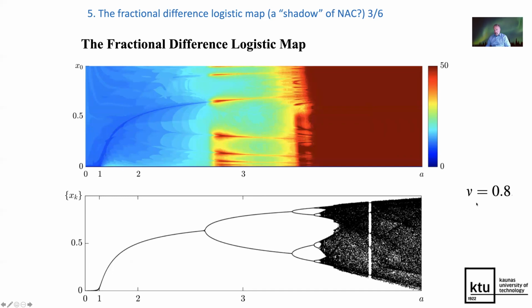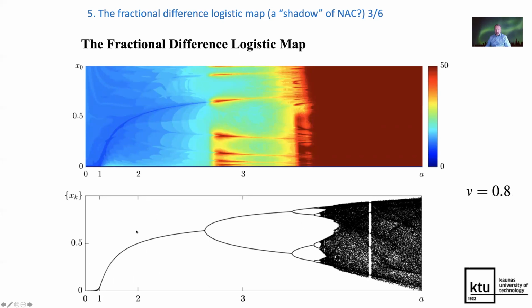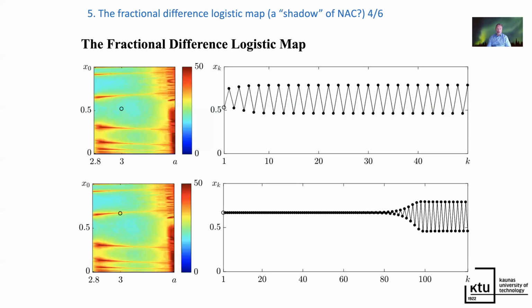Well, we select the parameter nu equal to 0.8. So this is the bifurcation diagram of the fractional difference logistic map. And these are the patterns of H ranks. And you immediately can see the striking similarity of these maps to the previously discussed figures. Really, if we start from any initial condition and we select the parameter A equal to 3, the system converges to a period 2 orbit.